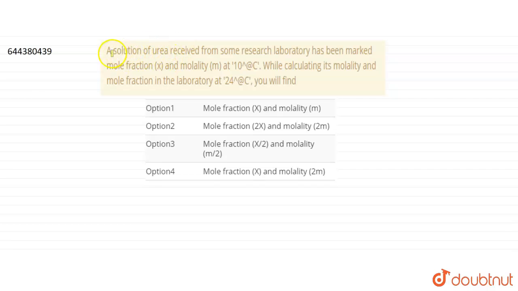Hello students, I hope you all are doing good. So today our question is like this. A solution of urea received from a research laboratory has been marked mole fraction X and molality M at 10 degrees Celsius. It is 10 degrees Celsius, guys. While calculating its molality and mole fraction in the laboratory at 24 degrees Celsius, you will find our options are: mole fraction X and molality M; mole fraction 2X and molality 2M; mole fraction X by 2 and molality M by 2; and mole fraction X and molality 2M.